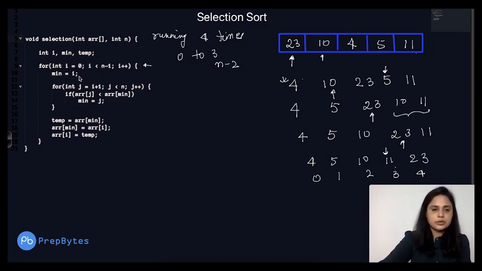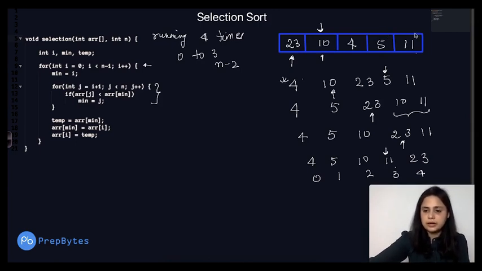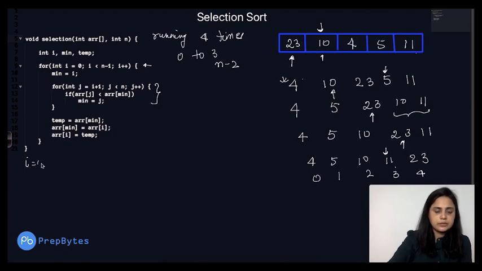Now let's go ahead. We have to find the minimum in the rest of the array and swap it. Finding the minimum index is taken care of by this part. It goes from the next element till the end of the array and tries to find the minimum. Let's run one or two iterations. Initially my i is equal to 0. For i equal to 0, let's say I start with j equal to i plus 1.